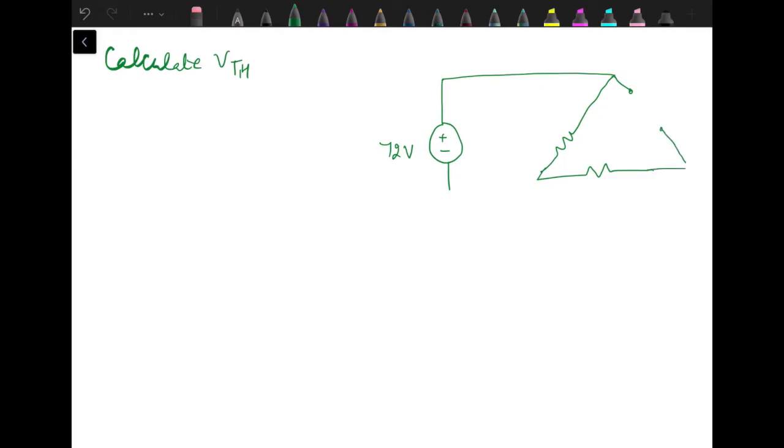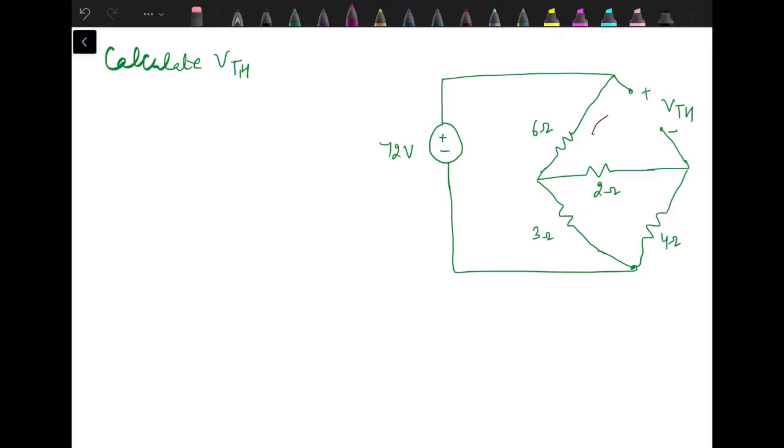These are the load terminals where we need to find out VTH. Six ohm, 2 ohm, 3 ohm, 4 ohm, plus minus VTH. So this is our assigned polarity. Now how can we find out the VTH? By applying KVL to this open loop.